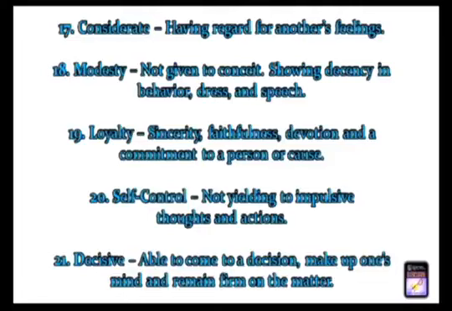Okay, the next one is loyalty, which is sincerity, faithfulness, devotion, and a commitment to a person or cause. And we're going to go over that a little more in depth here in the number 2 on the next page. Self-control means not yielding to impulsive thoughts and actions.